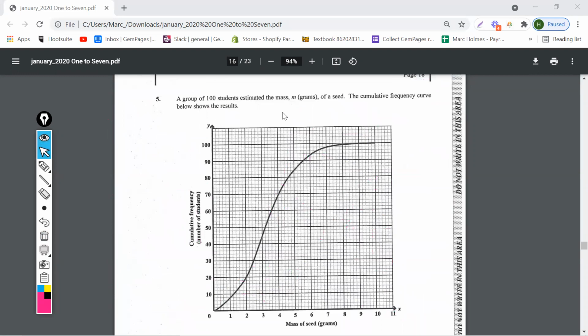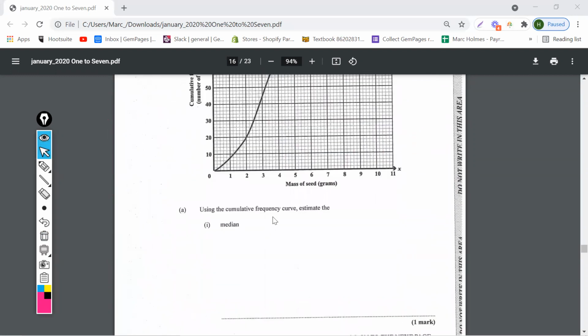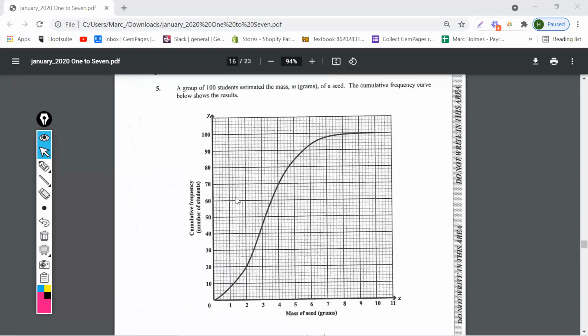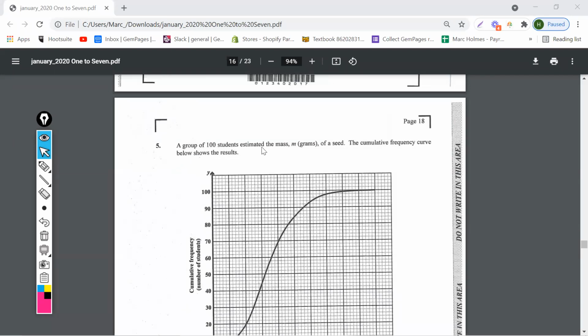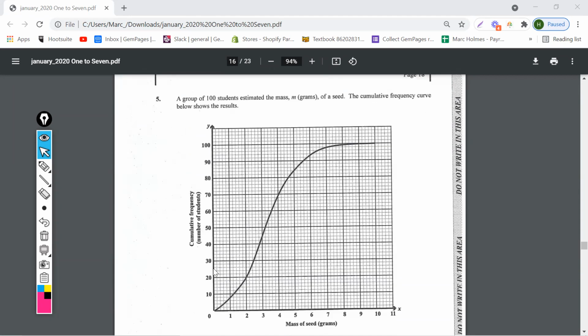Okay, so we reached this one now, guys. This one is kind of a weird question still. So let me just explain it to you. It says here a group of 100 students estimated the mass in grams of a seed. The cumulative frequency curve below shows the results. So guys, this is it. From 0 to 100, that's where the line is. That's the number of students.